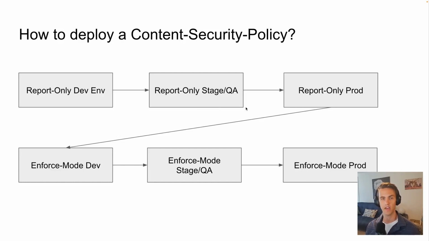Do that in staging QA, and then once you feel confident with that, you can deploy it to production and do the same thing all over again. Again, it's report-only mode, so nothing should break. You can just tune out your policy.